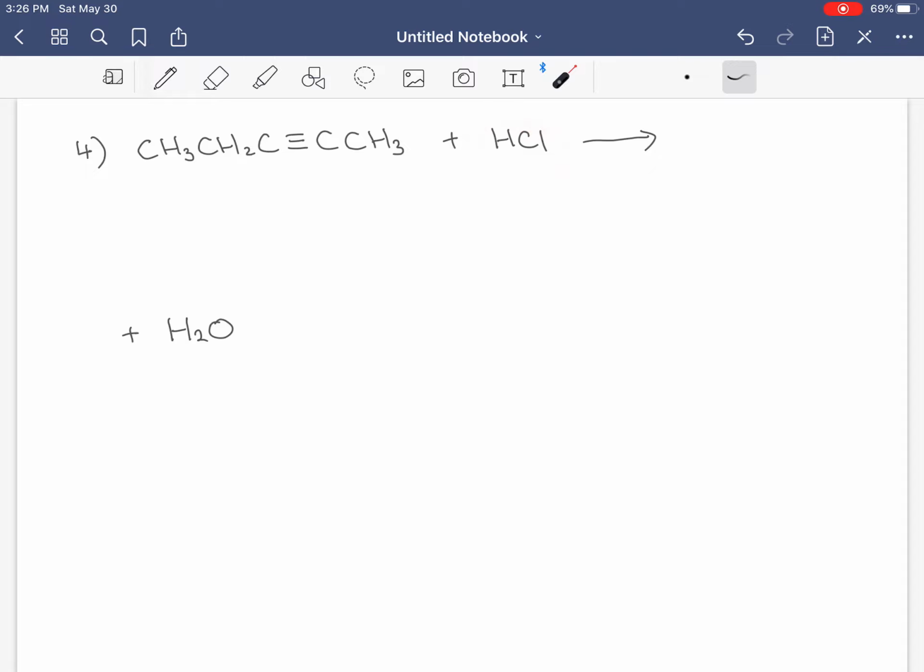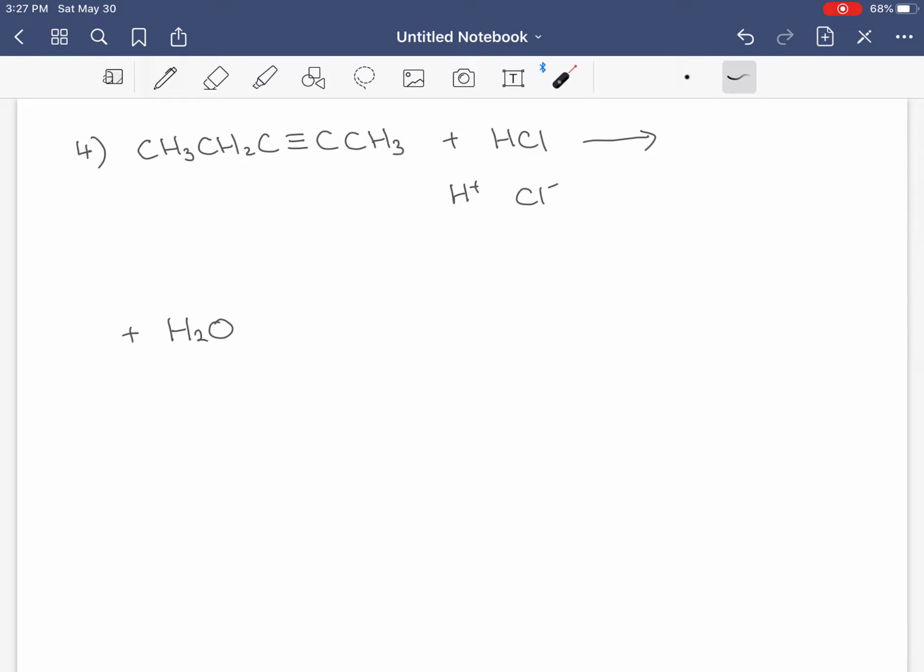HCl. When that breaks to become H plus and Cl minus, does it matter if H just comes over here or comes over here? Because if you look at the rich gets richer in this case, nobody's rich here. This carbon is not hooked up to any H's. This carbon is not hooked up to any H's. So where would this H go? Or does it matter where it goes?